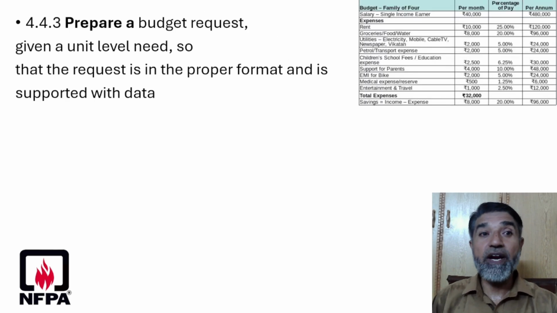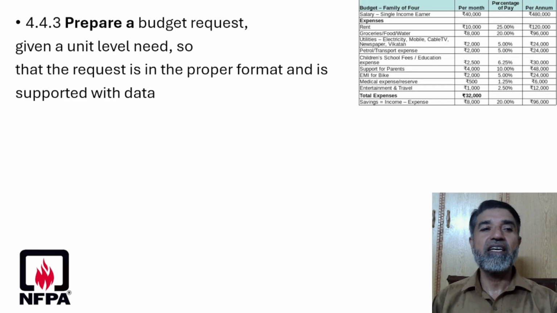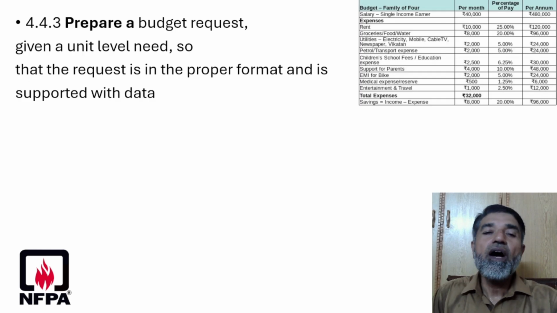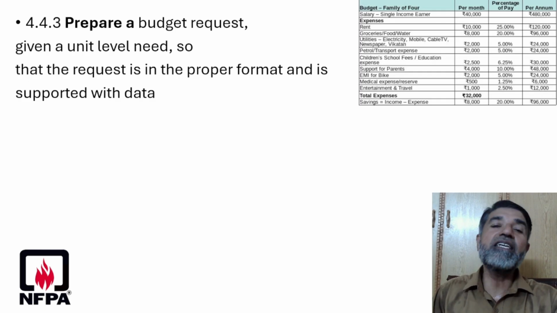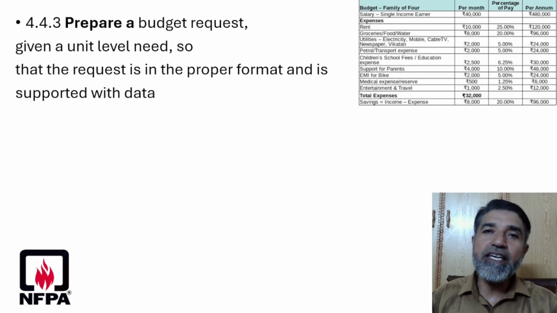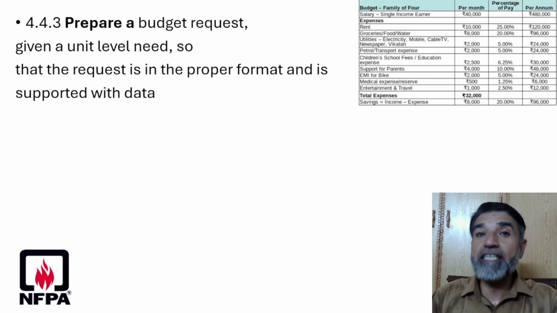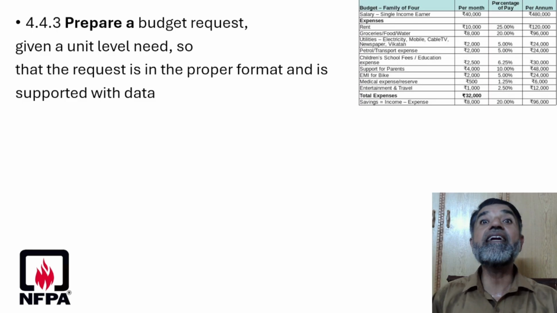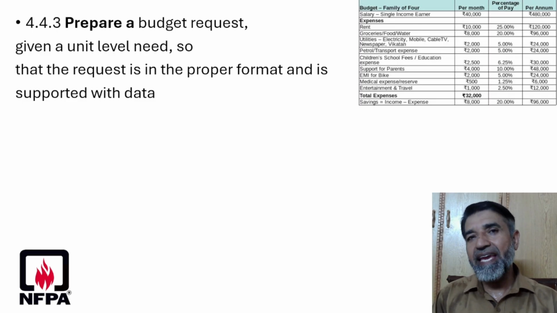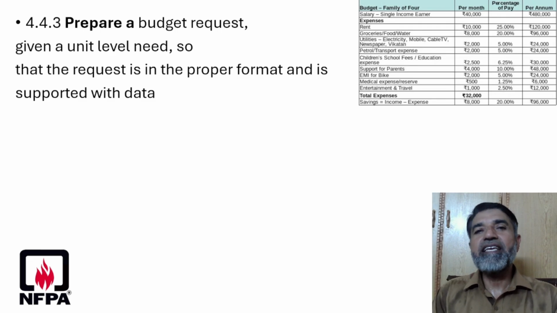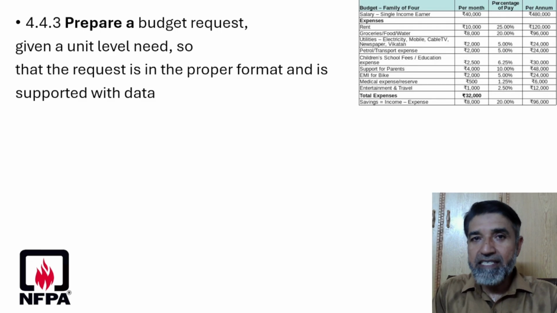Then is Article 4.4.3, prepare a budget request given a unit level need, so that the request is in the proper format and is supported with data. So how to generate the annual budget need, and also mention all the needs and requirements for the next year, in different code heads like repair and maintenance, new procurement, petrol and diesel requirements, and other expenditures, about pay and allowances and other financial needs. All these things will be sent to the finance department.